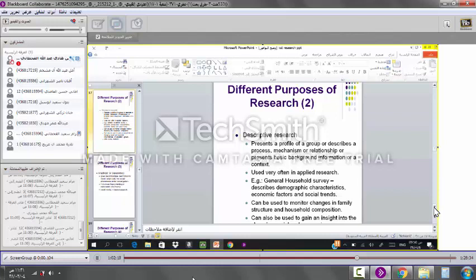And this is used for applied research most of the time. They give you examples here of general household surveys, describing demographic characteristics, economic factors and social trends. They tell you, yes, we have this income. When you have more income, you have more children, you buy more, you do this. They look at correlations, describing certain phenomena that exist most of the time through using statistics.